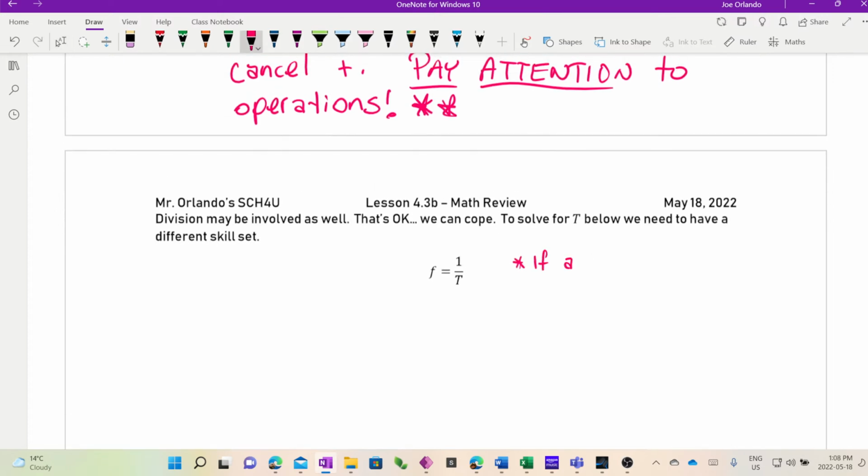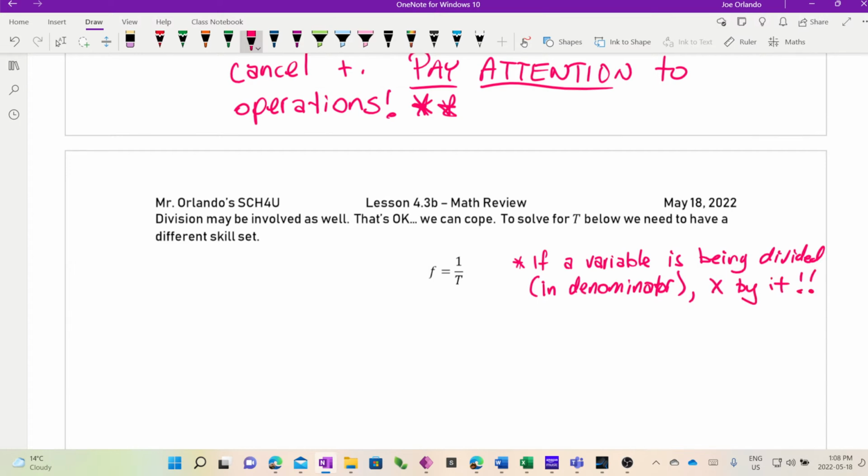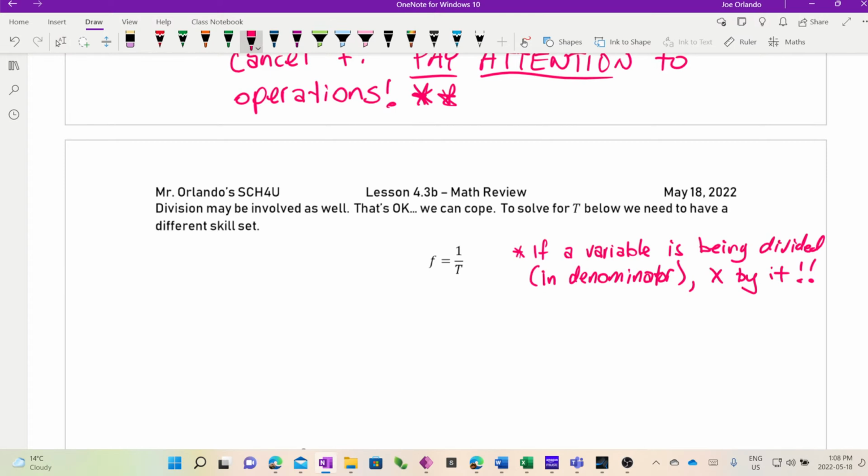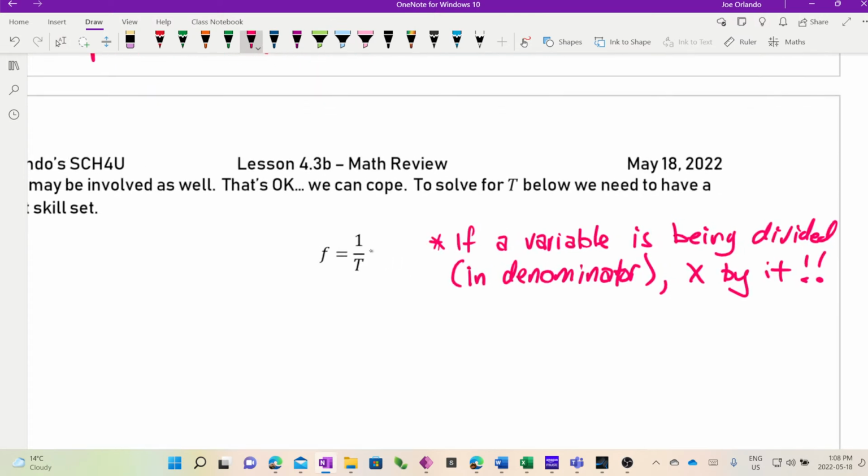The first thing I would say is this. If a variable is on the bottom of a fraction, get it out of there. If a variable is being divided, i.e. it's in the denominator, multiply by it so that it won't be in the denominator anymore. This would be my advice. There are other ways to handle this. In fact, I'm going to suggest a second one in just a moment, but you've got to be careful. I think the best way is just what we're saying here.